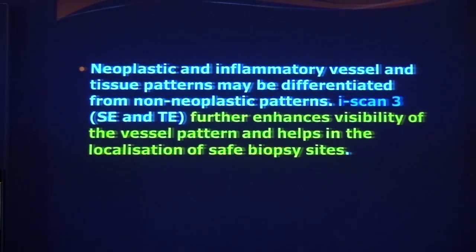iScan 3 further enhances the visibility of the vessel pattern and helps in localization for safe biopsy. iScan 3 tells you where safely you can take a biopsy. It is very informative in gastroenterology. But I think iScan 2 is the best that you can use in bronchoscopy. iScan 3, I think it's very useful in the GI, but not in bronchoscopy.